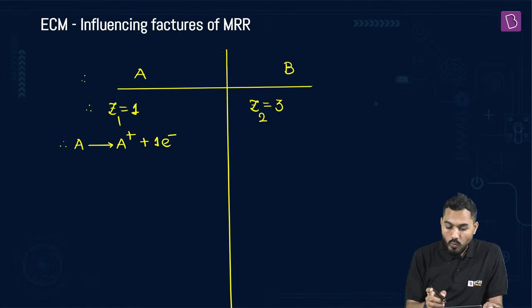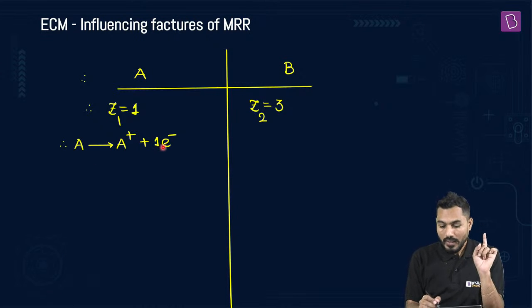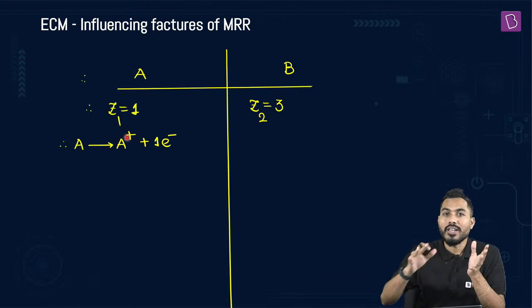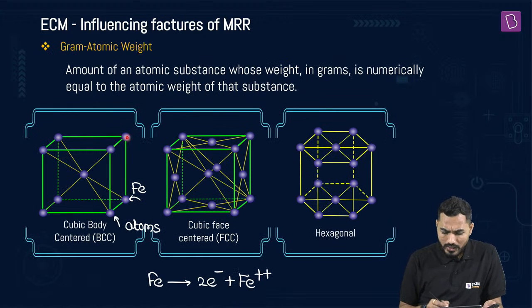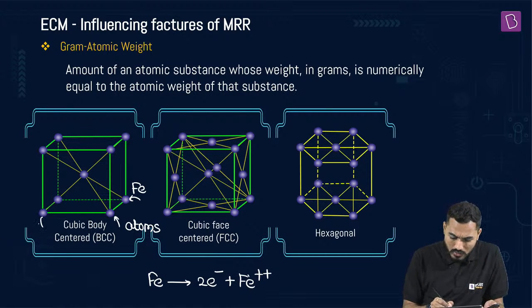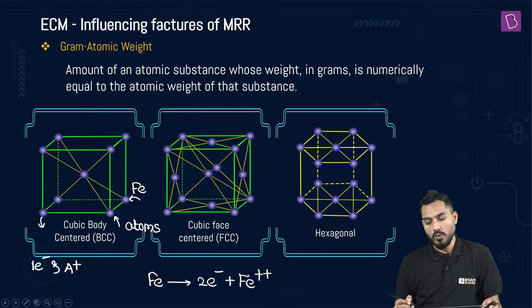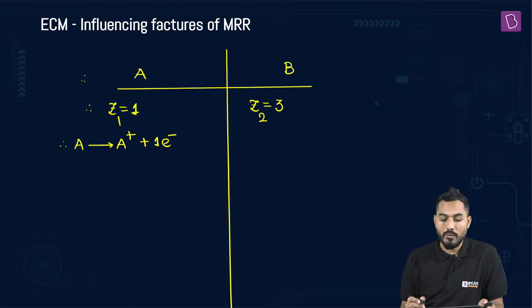So now valency is 1, that means atom A will release 1 electron and then an A plus ion will be formed. Suppose this is A, so 1 electron will get released and an A plus ion will be released. Is it true? Yes, because valency is exactly equal to 1.